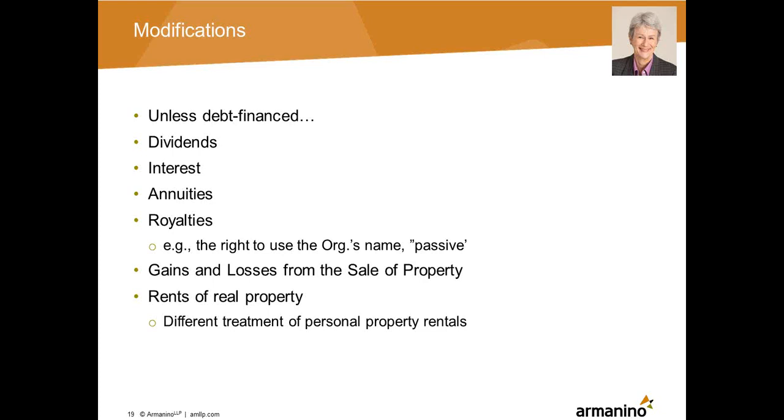So let's look a little bit at rents. We're going to exclude all the income from the rental of real property, and all the rental income from personal property if it's leased with the real property, if the rents attributable to the personal property are incidental. Okay, what does all that mean?